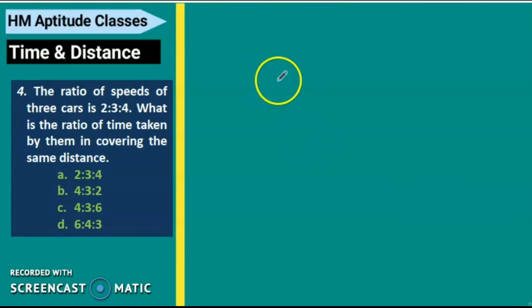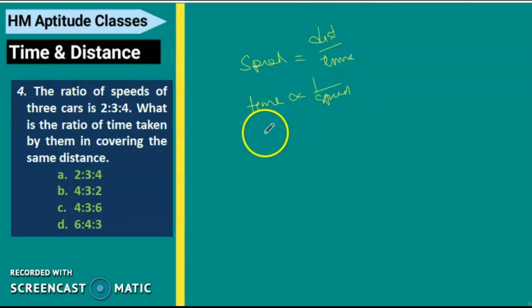So now we move to the fourth question. The ratio of speeds of 3 cars is 2:3:4. What is the ratio of time taken by them for covering the same distance? When it is mentioned that the distance is same, we have to compare time and speed, which are the varying quantities. From the formula speed equal to distance by time, we get the relation that time is inversely proportional to speed, assuming the distance is constant here.